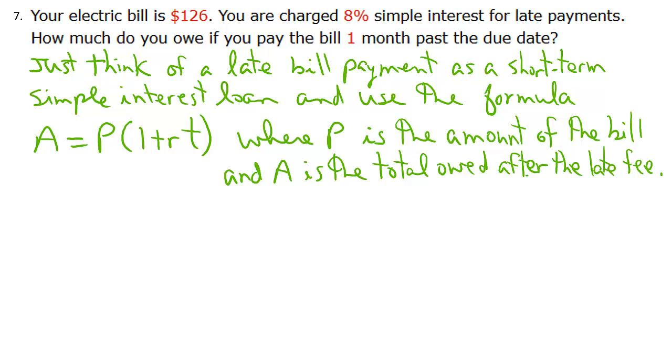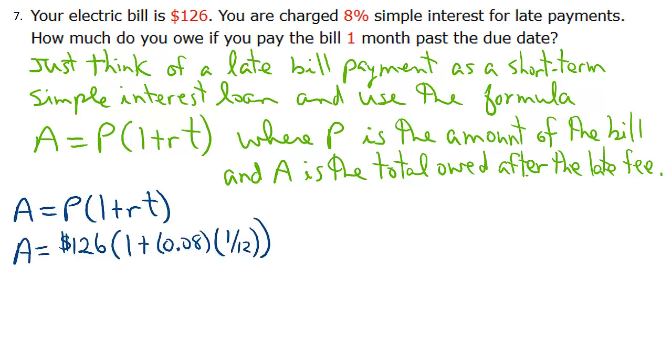In other words, if you're late on a bill, the company is basically charging you interest at a simple interest rate. And if you want to know how much you're going to owe, you use the formula A equals P times the quantity 1 plus RT. P is the amount of the bill, that's like the principal, and capital A is the total amount you owe after the late fee.